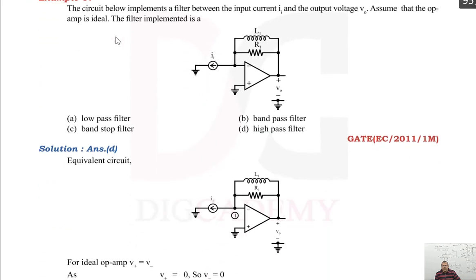Now let us see the next example. The circuit shown below implements a filter between input I in and output V naught. So this is a filter which is assumed, which is mentioned already. So you have to tell which type of filter it is, right? So you take the S domain. In the S domain, what is this? This is I in S, this is V naught S, right? This is R, this is L. So what is this impedance? This impedance is nothing but R1 plus j omega L1, right?